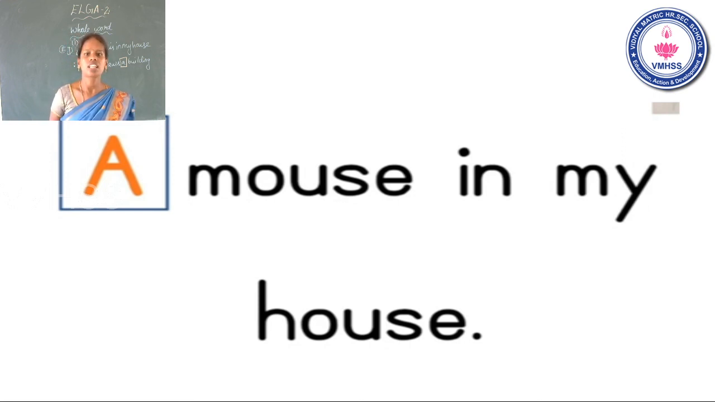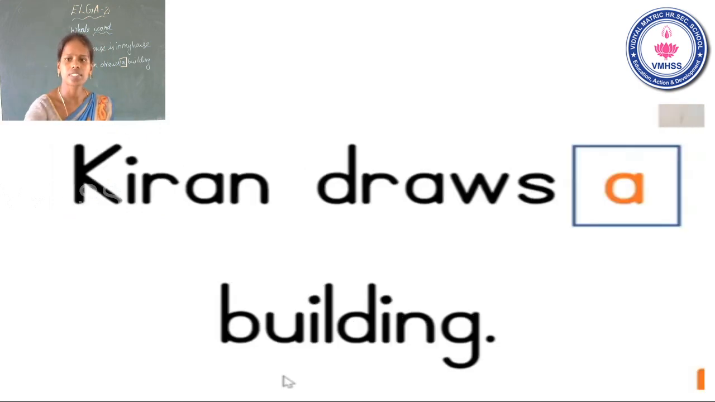It's clear. The whole word A is boxed. Look at the whole word, students. Now go to the next example. Kiran draws a building. Kiran, K-I-R-A-N. Draws, D-R-A-W-S. A building, B-U-I-L-D-I-N-G. Kiran draws a building.